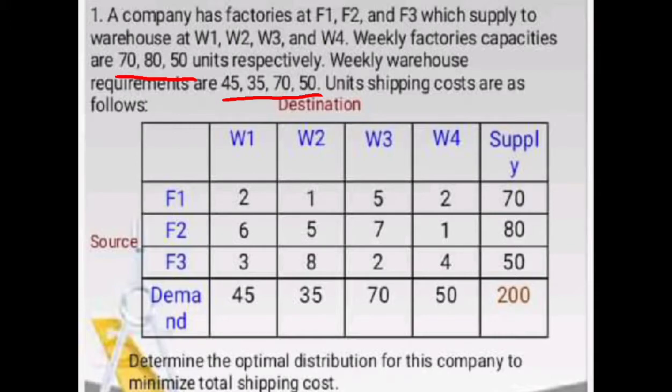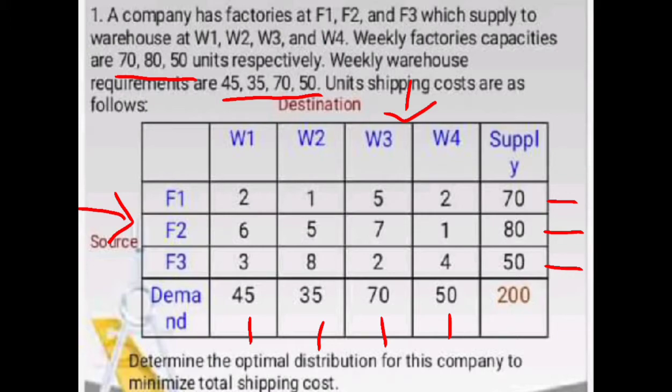As we can see, we have the destinations, which are the columns, and the sources, which are the rows. From the rows, we have the corresponding supply, which is 70, 80, and 50. And from the columns, we have the demand, which are 45, 35, 70, and 50. So we will determine the optimal distribution for this company to minimize the total shipping cost.